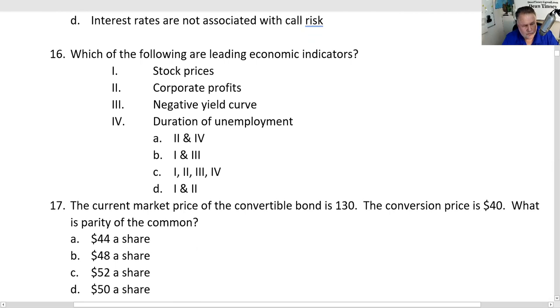a negative yield curve. That's when short-term rates are higher than long-term rates. And that too is a leading economic indicator. That one's a negative one. So the answer to this one is 1 and 3.